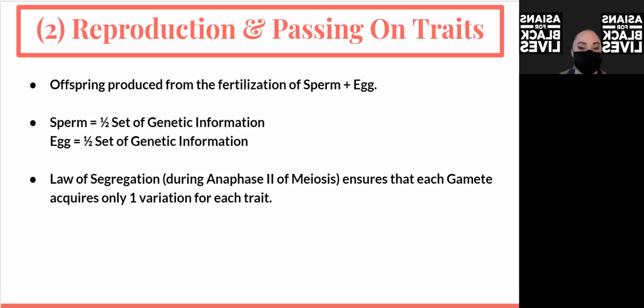Now, a new law we're introducing is the law of segregation, and this also applies to anaphase 2 of meiosis. The law of segregation just ensures that each sperm or egg cell produced only has one variation for each trait. So only a dominant or a recessive variation. And that's how we get the half genetic information.